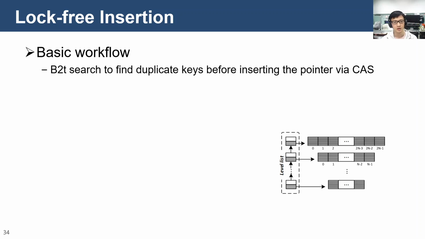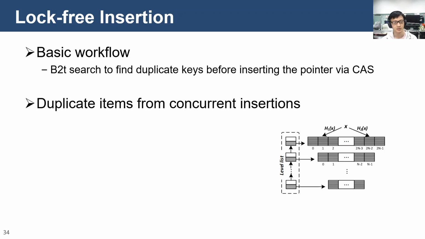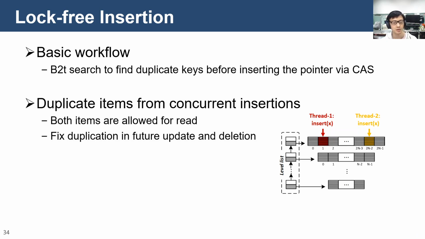For lock-free insertion, we first conduct bottom-to-top search to determine if the key is already inserted into the table. Only if the key does not exist in the table, we perform the insertion. The consistency is guaranteed by persisting the new item before compare and swap of the pointer. However, there are two correctness problems for the basic workflow. First, concurrent insertions of the same key into different locations may lead to duplicated items. Since both items are allowed for read, we propose to fix duplication in future update and deletion.